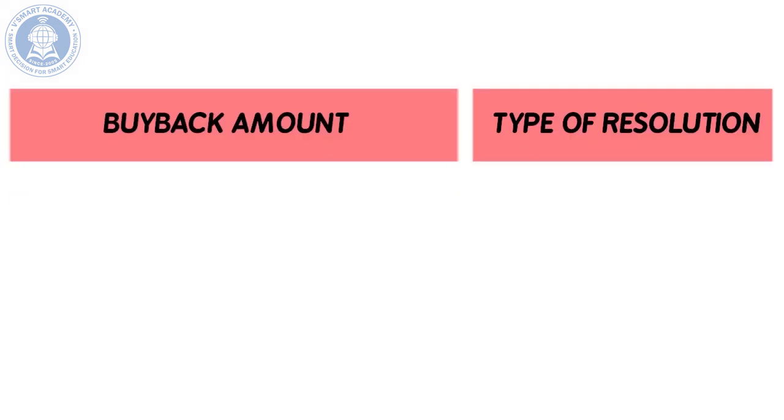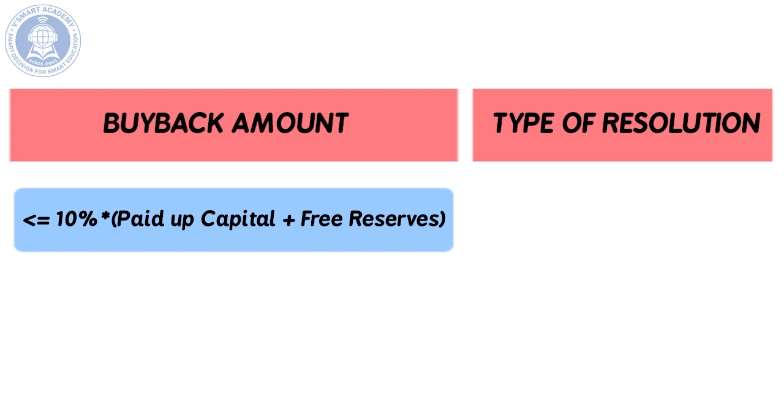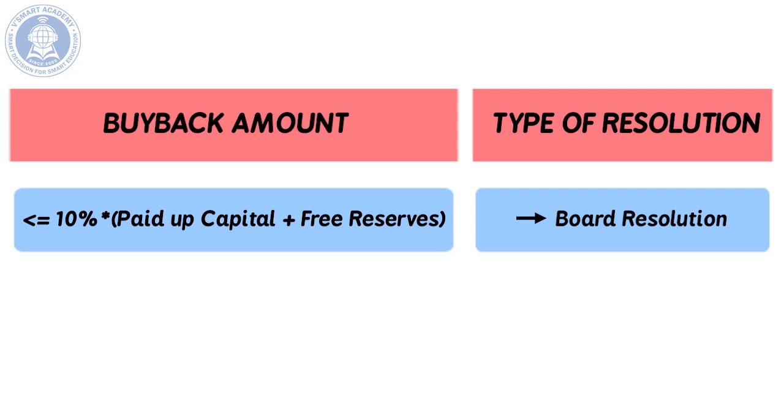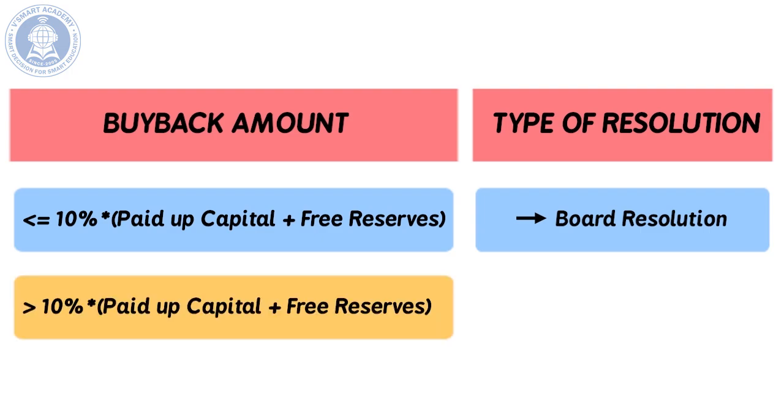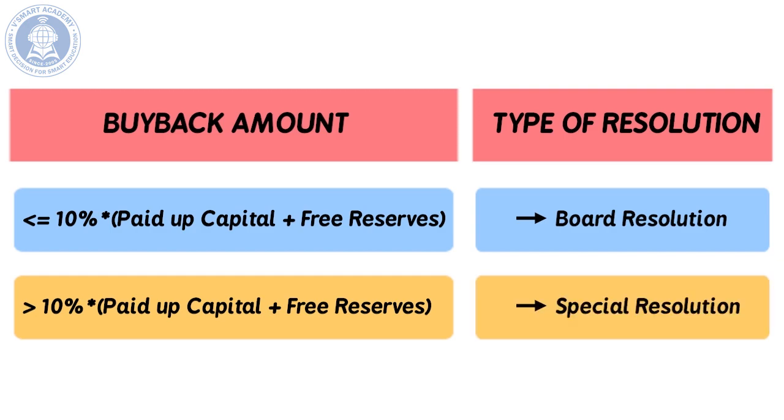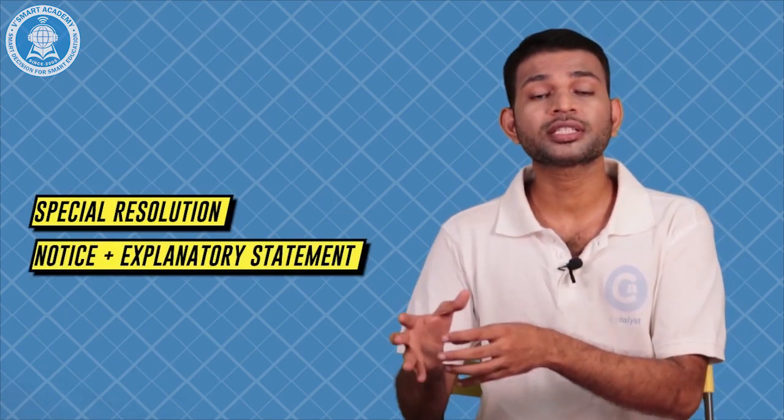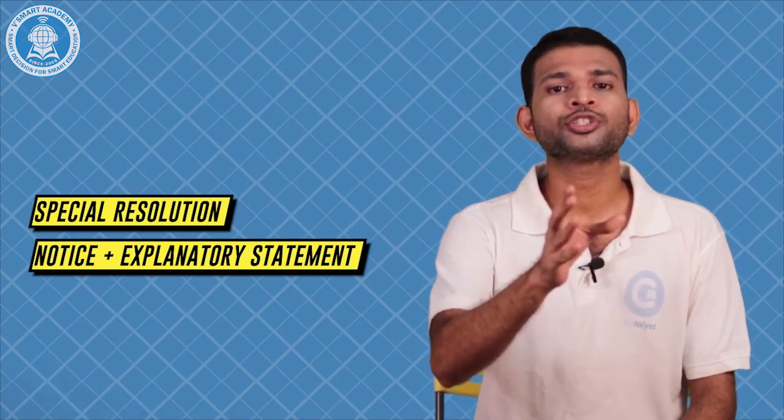If the buyback amount is less than or equal to 10% of the paid up capital and free reserves, then a board resolution is sufficient. But if the buyback amount is greater than 10% of the paid up capital and free reserves, then a special resolution is required. If the buyback requires a special resolution, then a notice along with an explanatory statement should be sent to the shareholders. Once the resolution is passed, the buyback process should be completed within 1 year from the date of the special resolution or from the date of the board resolution, whatever may be the case.